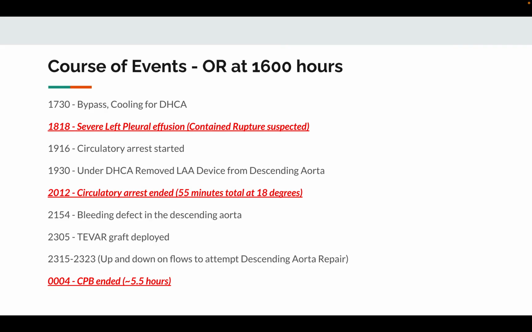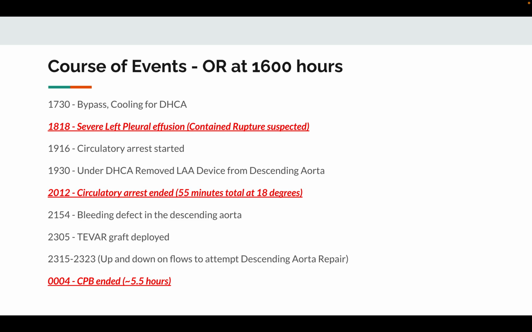Course of events, this was a very long case, but I'll stick to the salient points and then get into a discussion. We got into the room about 4 o'clock p.m. I was on call that day, and we noted a severe left pleural effusion. Contained rupture was evident on imaging, and then we began to proceed with deep hypothermic circulatory arrest. The plan was to remove primarily the device from the descending aorta under circ arrest, and then proceed with a total arch with a Thoraflex graft.